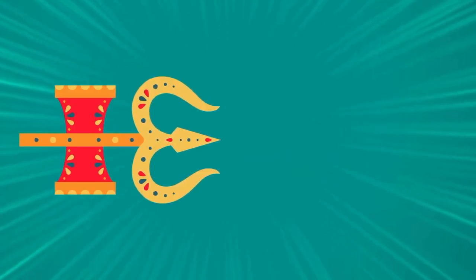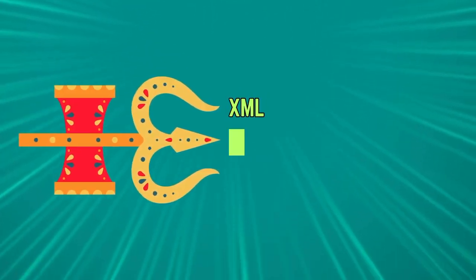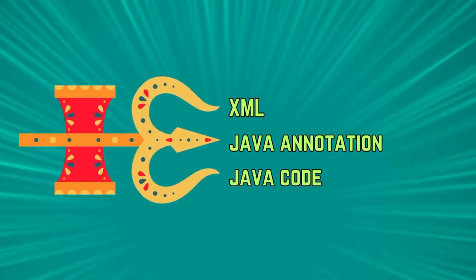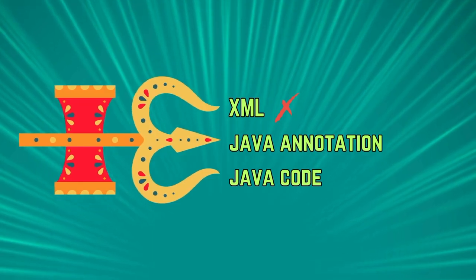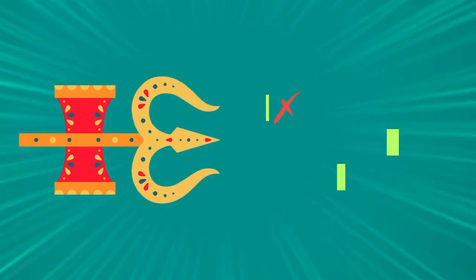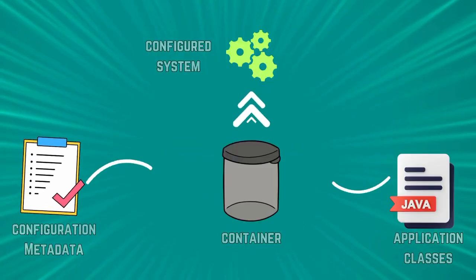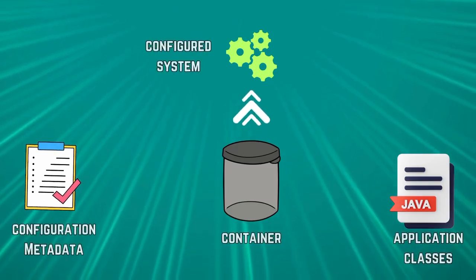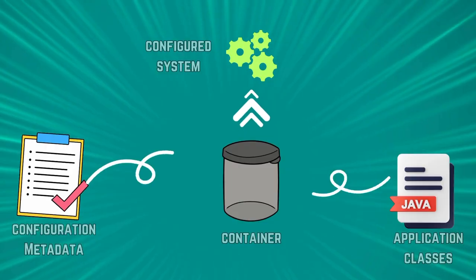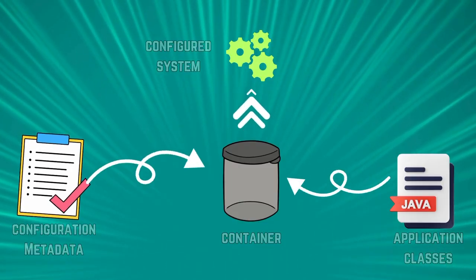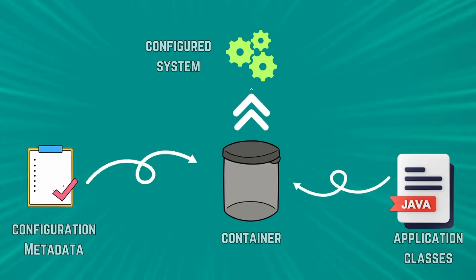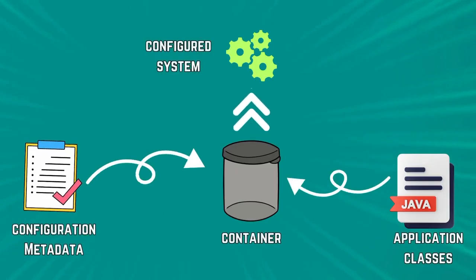The configuration metadata is supplied via XML, Java annotations, or Java code. Please note that the XML approach is legacy and is rarely used, so we may not cover it in this playlist. This diagram is a high-level view of how Spring works. Your application classes are combined with configuration metadata so that after the context object is created and initialized, you have a fully configured and executable system or application in place.